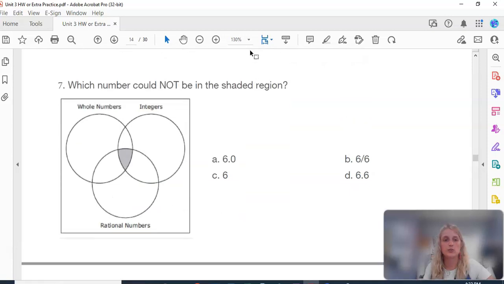Last but not least, which number is not in this shaded region? Which number is not a whole number and an integer and a rational number? Maybe it's one of those or 2 of those, but it's not all 3.